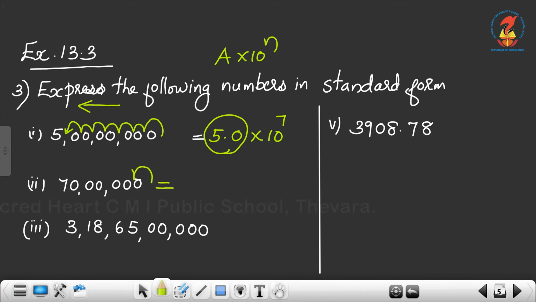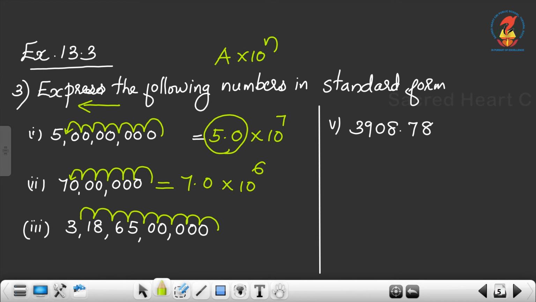Now next, assume that the decimal point is at the right end. Then you have to move 1, 2, 3, 4, 5, 6. So 7.0 into 10 raised to 6. Next, assume that the decimal point is at the right end. 1, 2, 3, 4, 5, 6, 7, 8, 9. So 3.1865 into 10 raised to 9.